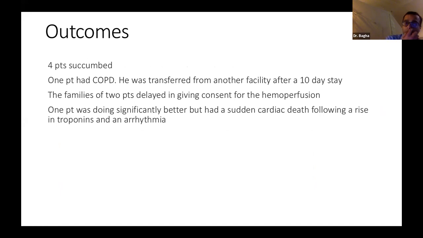Now, the reasons they succumbed to the disease despite the hemoperfusion: one patient had COPD. However, he was transferred from another facility after a 10-day stay. So he came in quite late into our facility, straight to the ICU, and was intubated. The families of the 2 other patients who succumbed delayed significantly in giving consent.